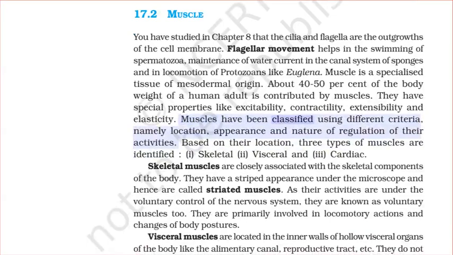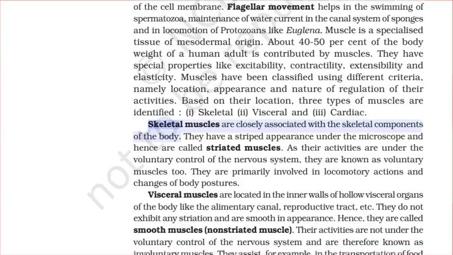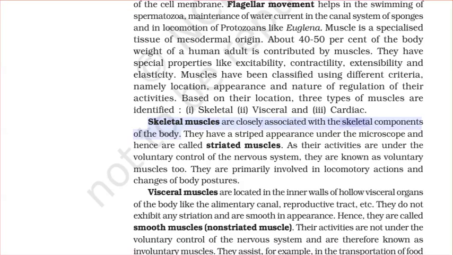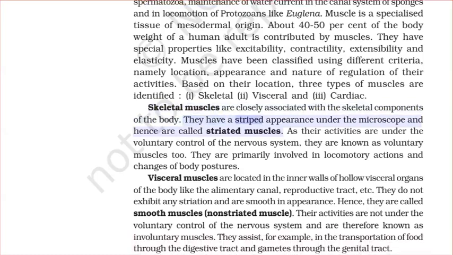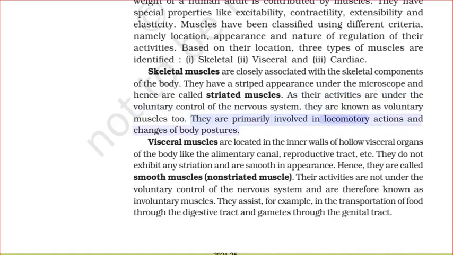Muscles have been classified using different criteria, namely location, appearance, and nature of regulation of their activities. Based on their location, three types of muscles are identified: 1. skeletal, 2. visceral, and 3. cardiac. Skeletal muscles are closely associated with the skeletal components of the body. They have a striped appearance under the microscope and hence are called striated muscles. As their activities are under the voluntary control of the nervous system, they are known as voluntary muscles too. They are primarily involved in locomotory actions and changes of body postures.